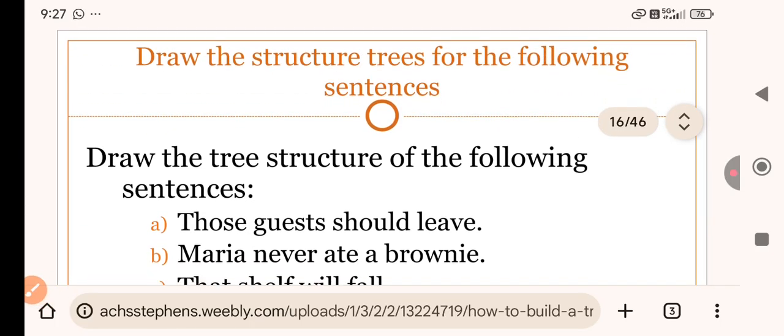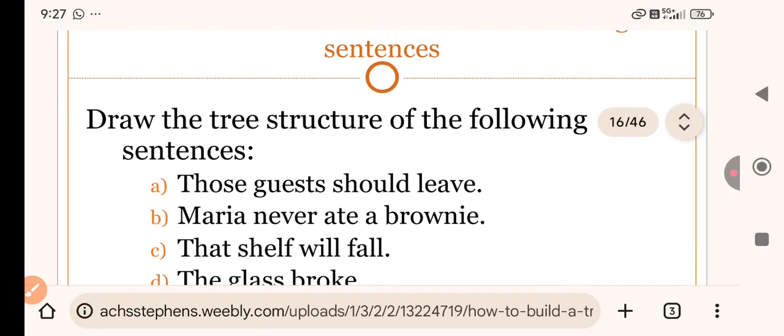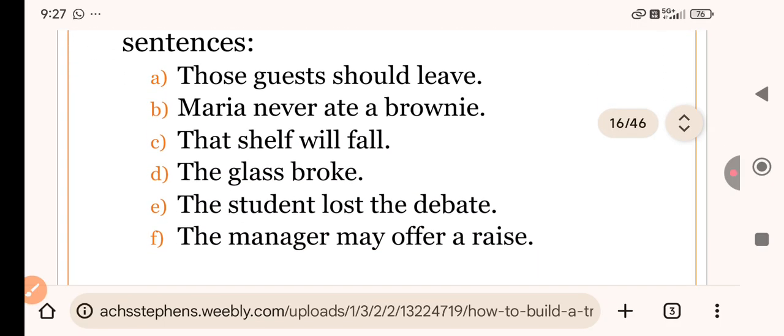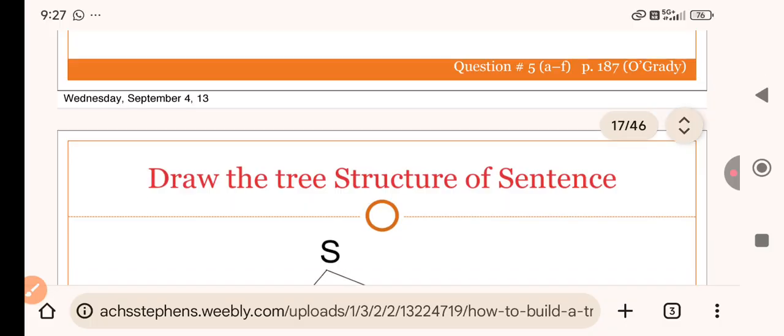Draw the structure trees for the following sentences. Here now sentences we have to draw, right? Those guests should leave. Maria never ate a brownie. That shelf will fall. The glass broke. The student lost the debate, and the manager may offer a raise. Right, so then one by one we are going to see.